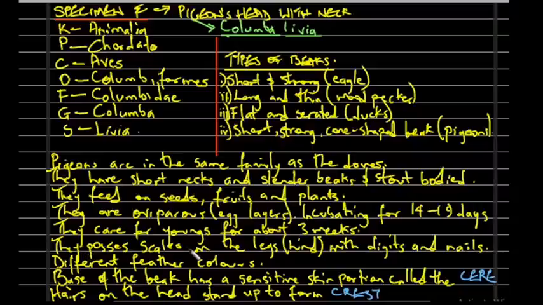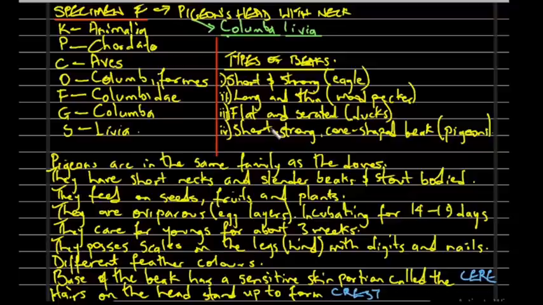These organisms possess scales on their legs, their hind limbs particularly, and at the tip of the hind limbs they have digits with nails. They have different characteristic colors of feathers, and the base of their beak has a sensitive skin portion that is called the cere. The cere is found at the base of the beak on the head, and the feathers on the head stand up to form what we refer to as a crest.